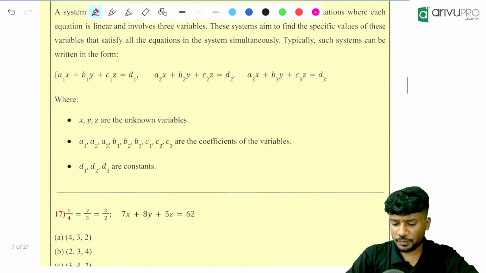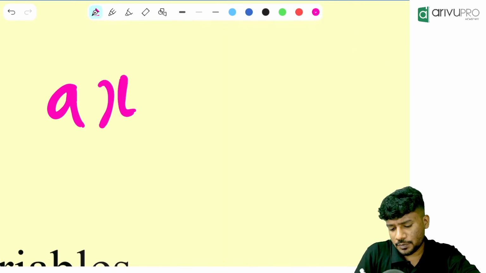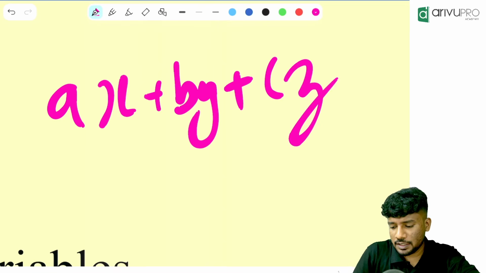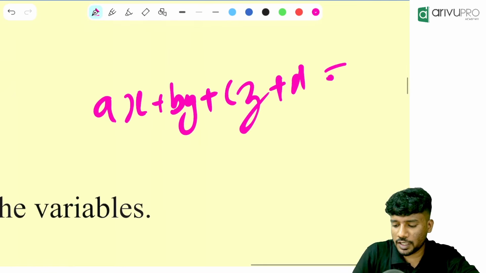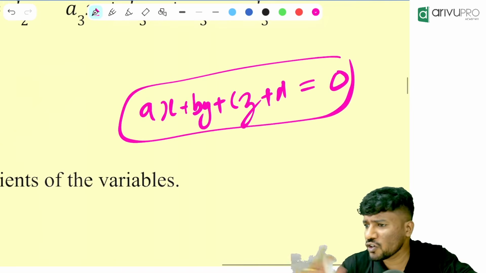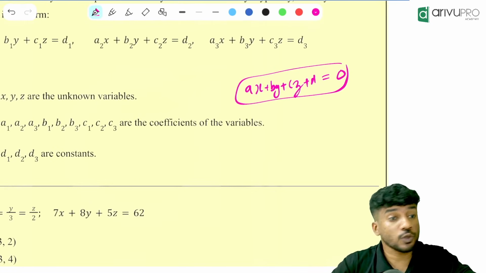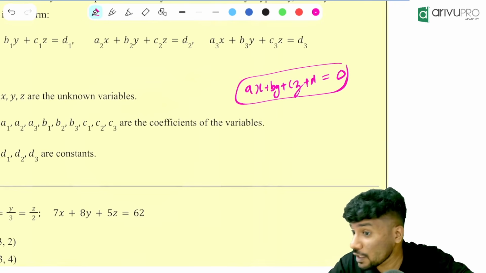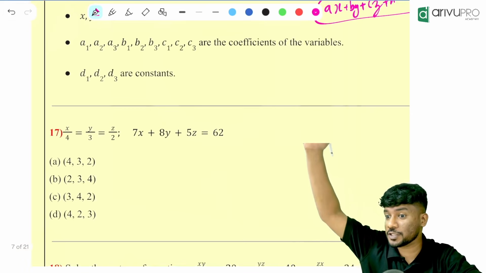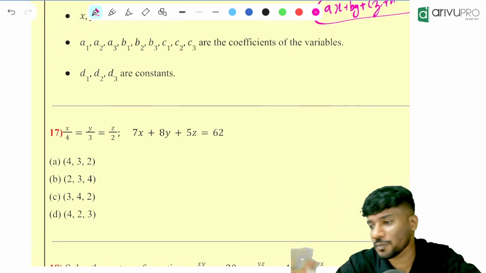Before starting off, people, how does a linear equation in 3 variables look in general? Ax plus by plus cz plus d, where the constant term is d, equal to 0. This is the general way of writing it. Okay, we will not write that because we will not be getting a question like that. They will never ask how to write a linear equation in 3 variables. Even if they ask, you will look at the options and check whether the power is 1. Whichever has power 1 will be your answer.